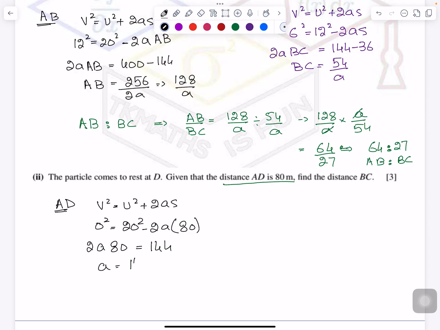So just pick up the calculator very quickly. Sorry, not 144, rather 400. 20 squared is 400. My mistake. So it is 400 divided by 2 divided by 80. So what is your answer coming? I am getting 20 over 80. Are you getting the same? Meters per second squared.